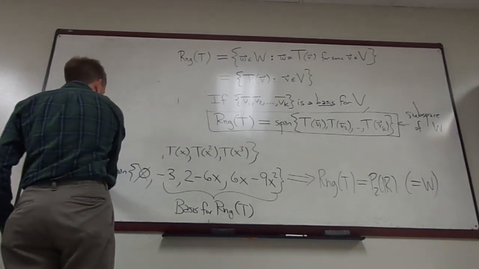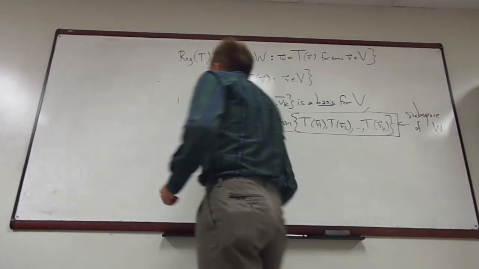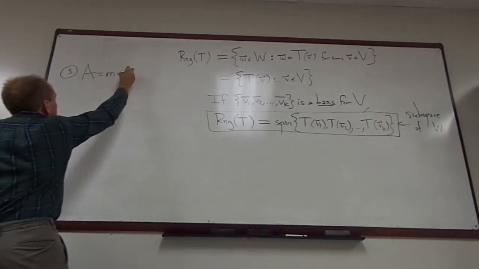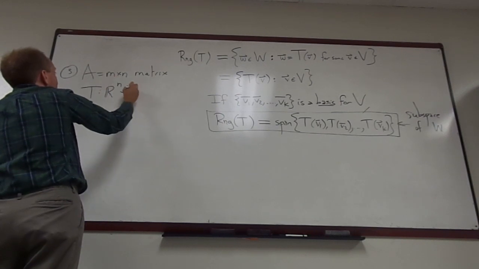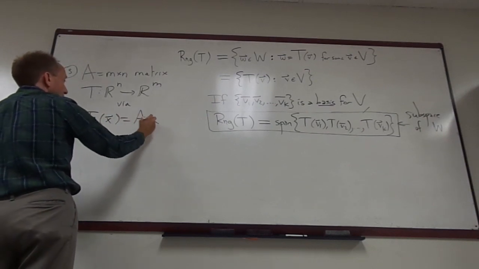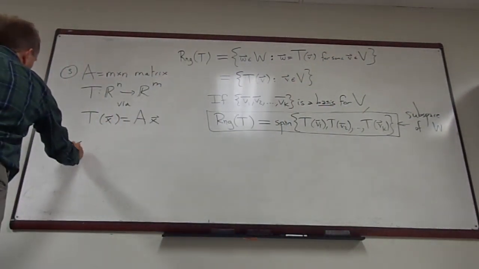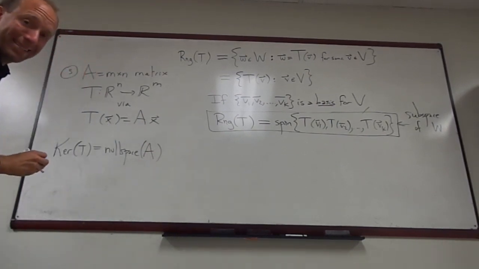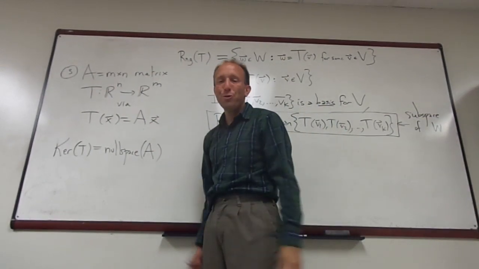Okay, let me make one more comment here. Maybe for a third example, I had mentioned that if you have an M by N matrix A, and you take T to go from Rn to Rm via T of x equals Ax, recall that the kernel of T was just literally the null space of capital A. It's because you're just setting this output equal to 0 and solving for x. Well, that's exactly what the null space is.